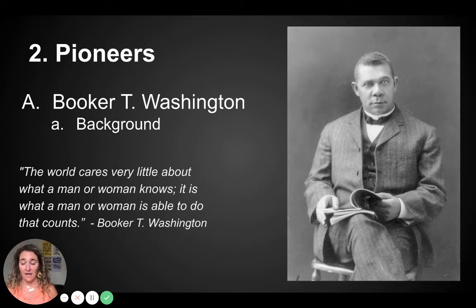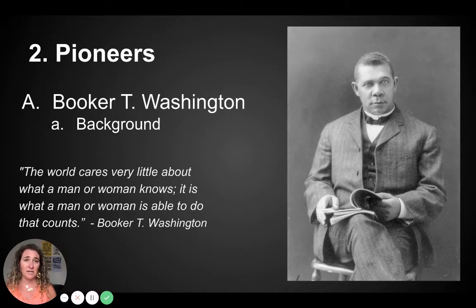All right, so we need to talk a little bit about some of the pioneers, some of the thinkers and leaders that led up to the 1920s. So the first one that I have here is Booker T. Washington. Booker T. Washington was born a Southern slave. He had a Black mother and a white father, and he was freed by the Emancipation Proclamation during the Civil War and then ultimately with the 13th Amendment.